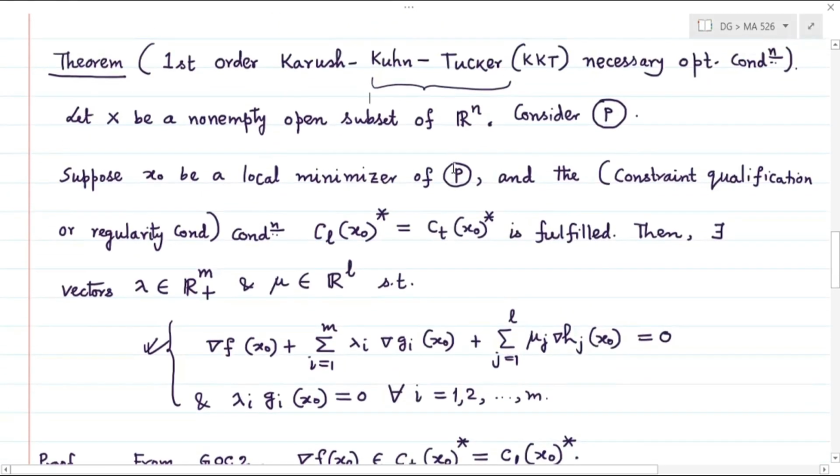However, as Carus derived it much earlier than Kuhn and Tucker, to honor the name of Carus, the name of Carus is also appended with Kuhn and Tucker, and it is now popularly known as the Carus-Kuhn-Tucker necessary optimality condition.